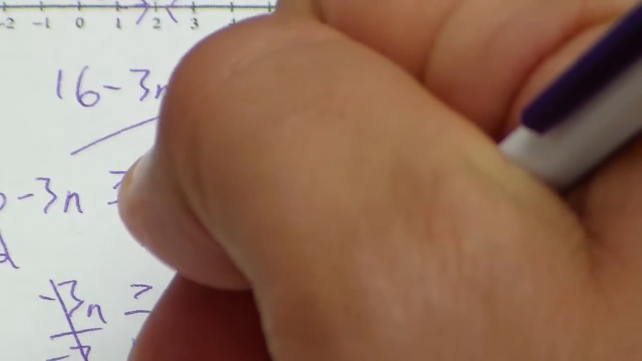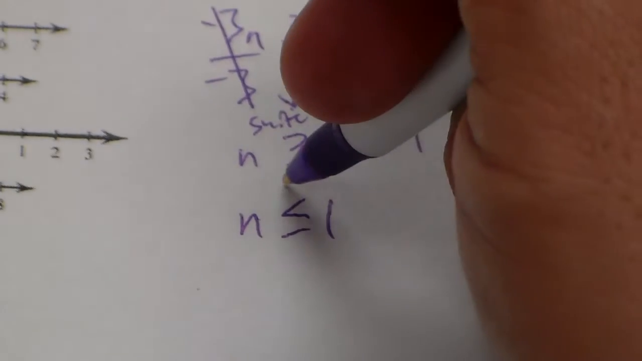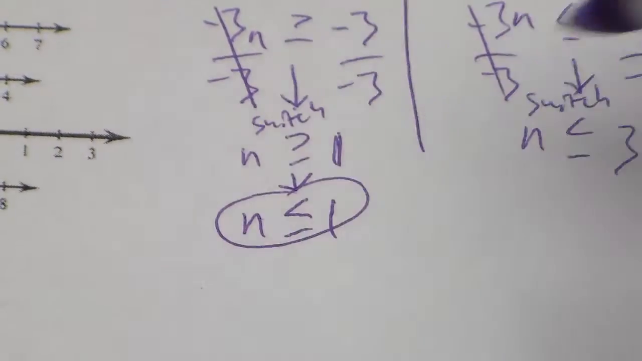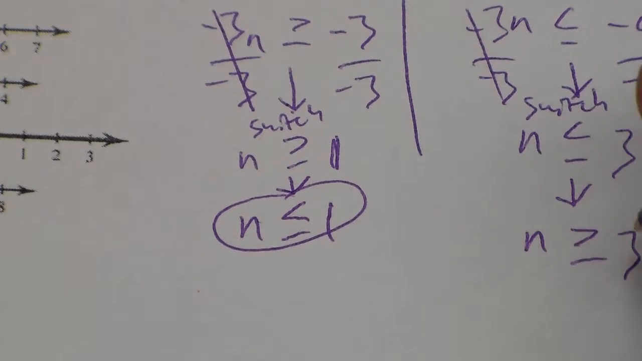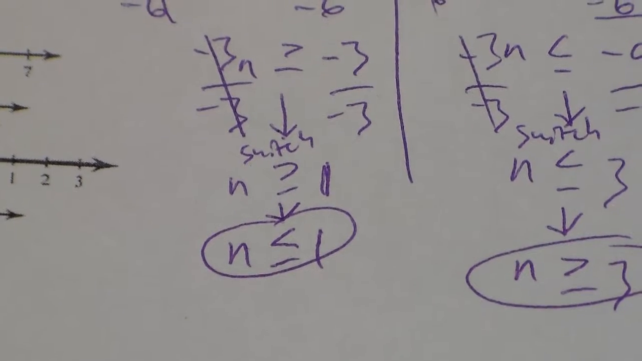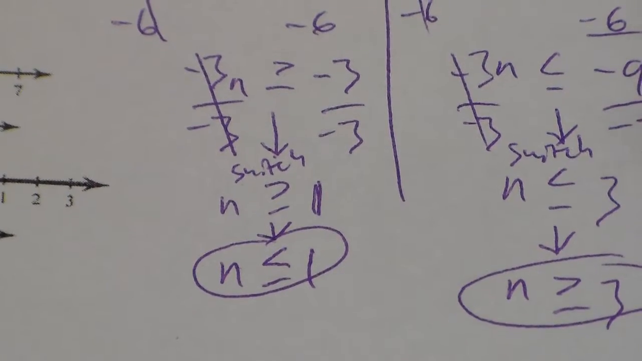Okay, and so we need to switch it, so now it's n is less than or equal to 1. We're going to switch that symbol, and then we're also going to switch this one, so n is greater than or equal to 3. Good. So now we're going to go in opposite directions, which a greater or problem would do. Let me show you what I mean.